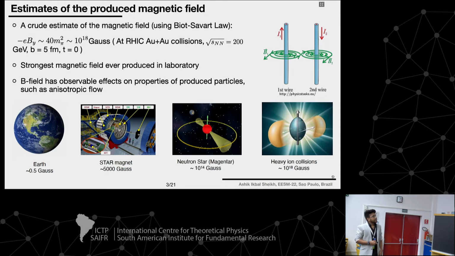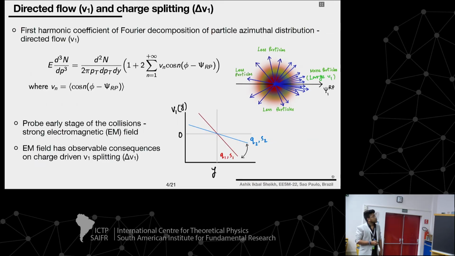This strong magnetic field has observable effects on the properties of produced particles, such as anisotropic flow, and this is why there is a lot of interest among theorists and experimentalists nowadays. So I will mainly focus on the directed flow and the charge splitting that is caused by the magnetic field.